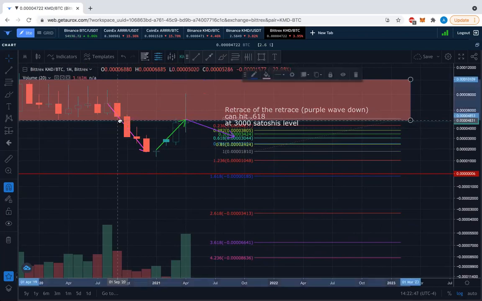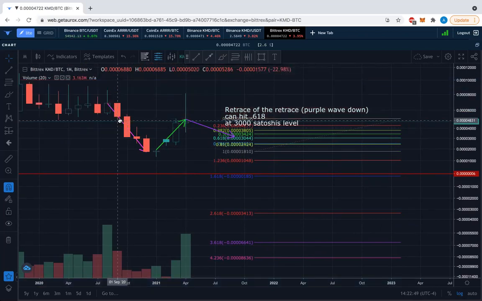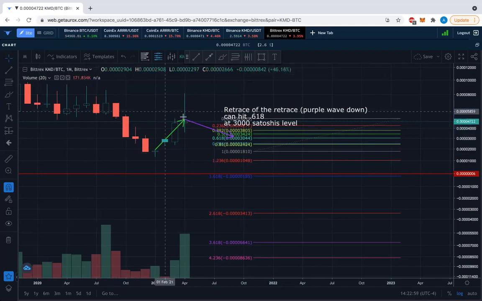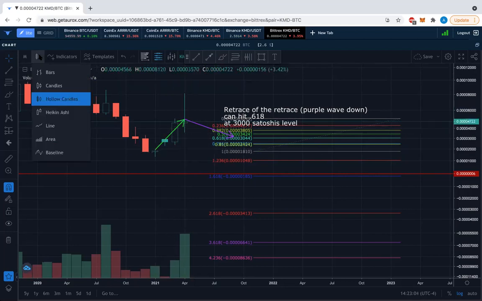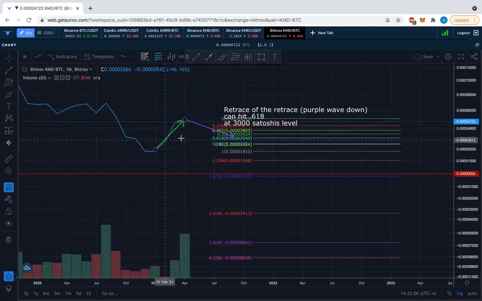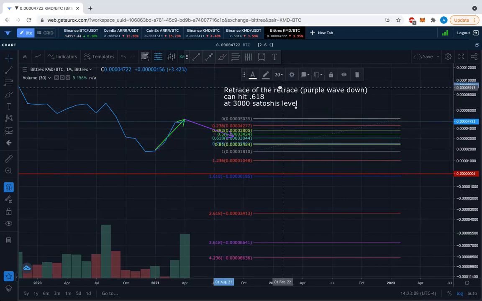So now we take, whoops, what did we do? I don't even know what I just did. I just got rid of the, okay, doesn't matter. All right, so now we're looking at this move. Let's go back to the line and we'll say, fine, we'll take a retrace of this retrace.